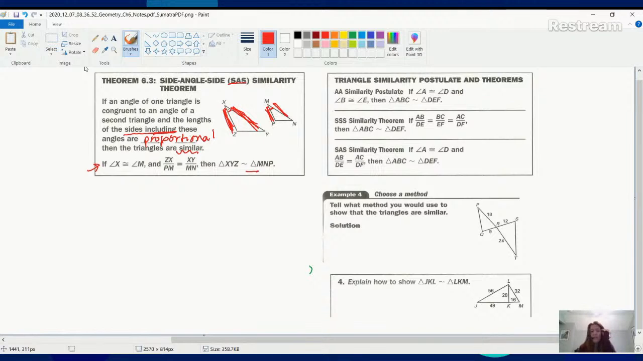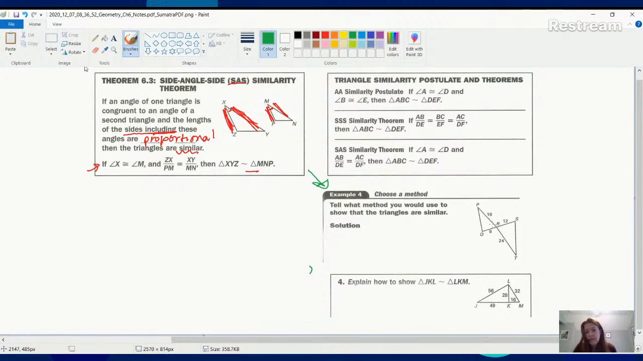Okay, so let's do a problem with this. Let's look at example number 4 down here, right? It says, tell what method you would use to show the triangles are similar. So we've got two triangles here. We need to know if they're similar. It's a little bit of a mind trick, I feel like, when I look at this.